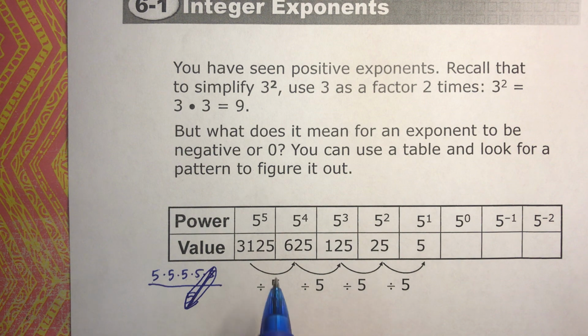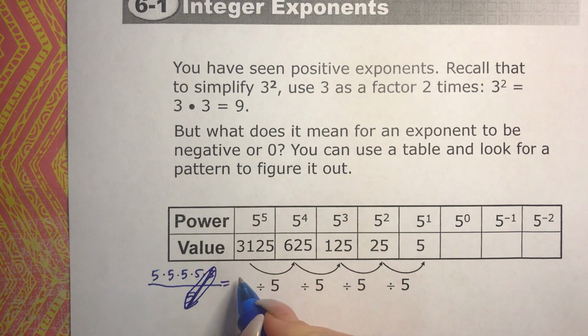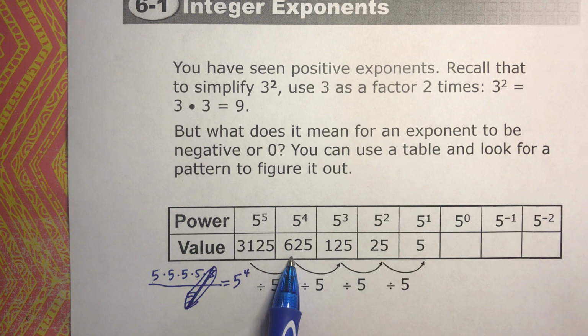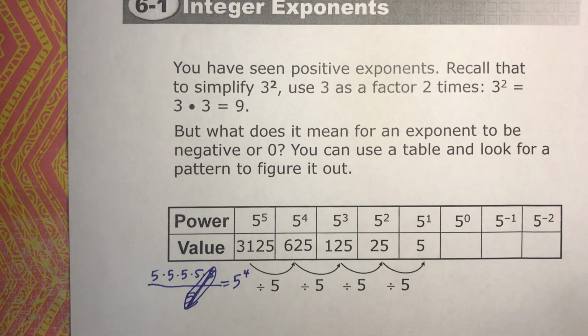That cancels out, being 1, and what are we left with? We're left with 5 to the 4th power, right? 1, 2, 3, 4. Does that make sense? Which is 625. But what happens when we have 5 to the 4th power?